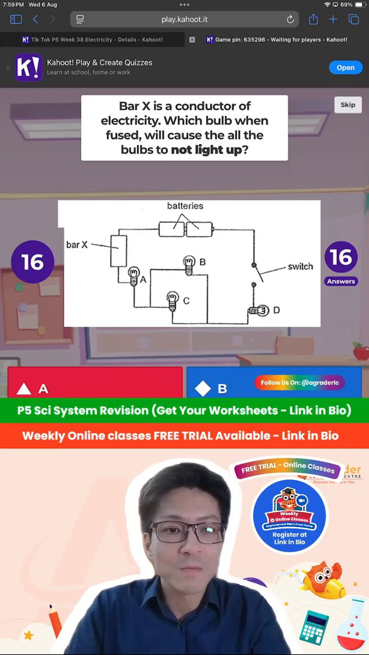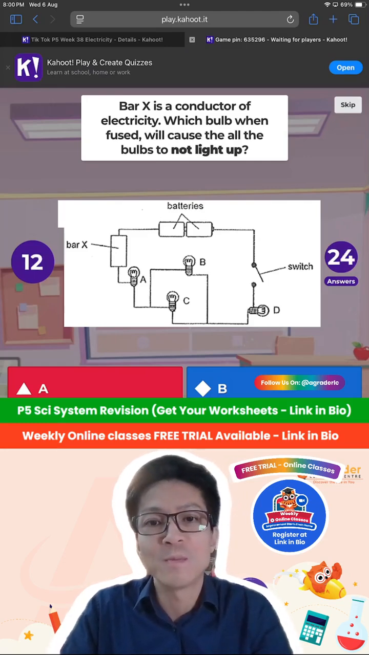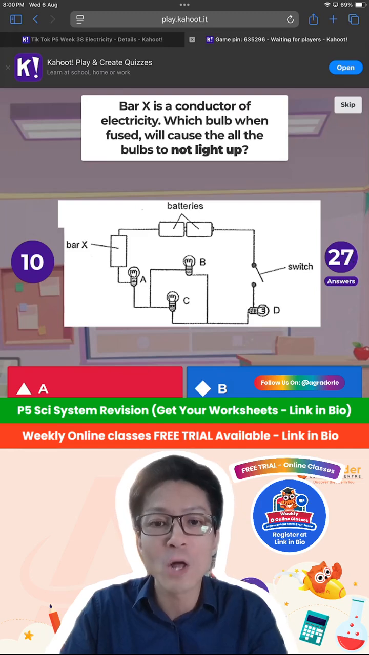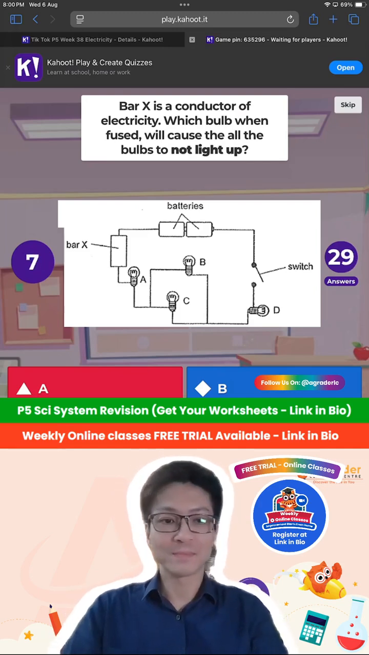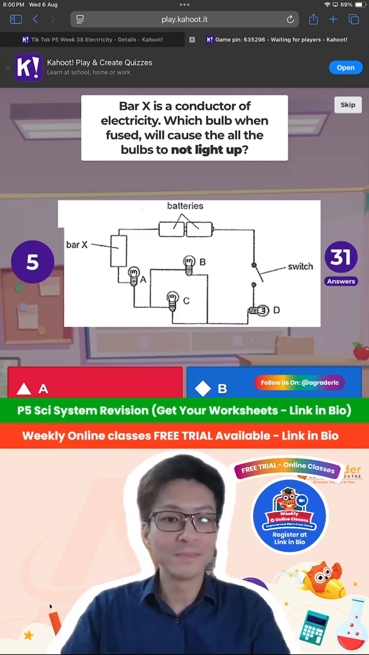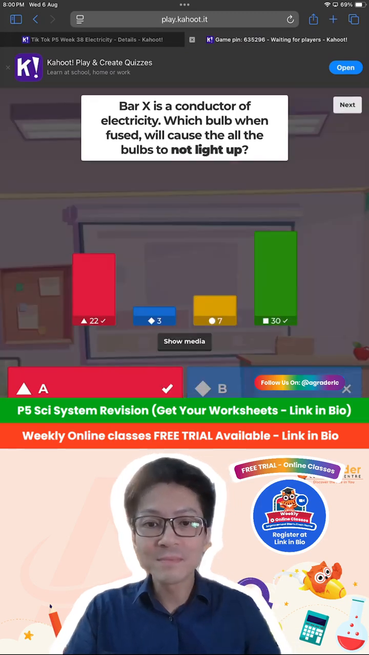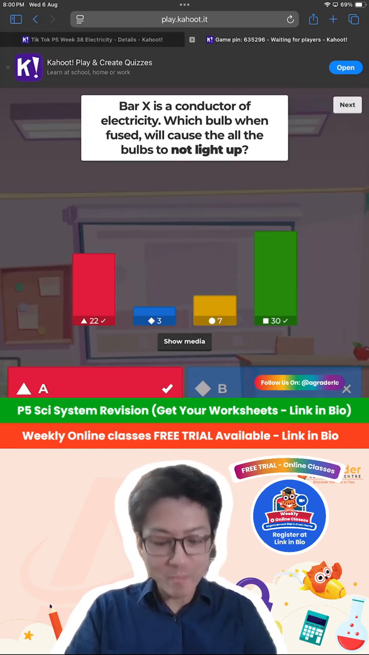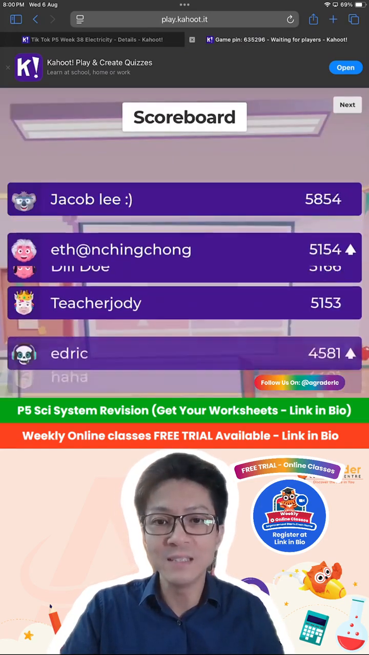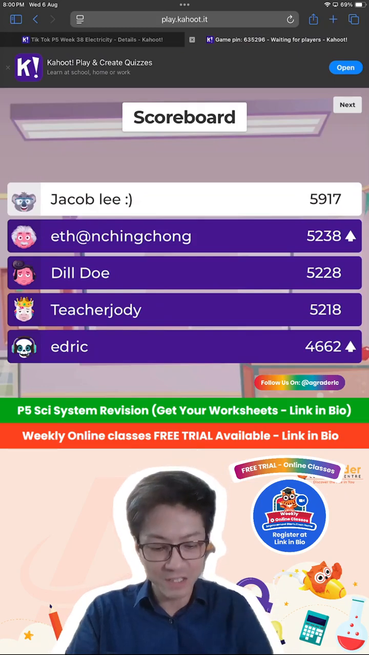Which bulb, when fused, provided the switch is closed, will cause all the bulbs to not light up? Not bad, 30 of you got it correct. But there's a change in the second spot.